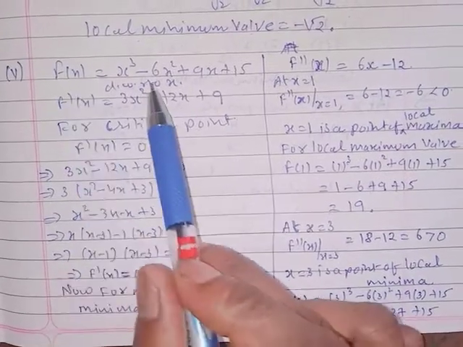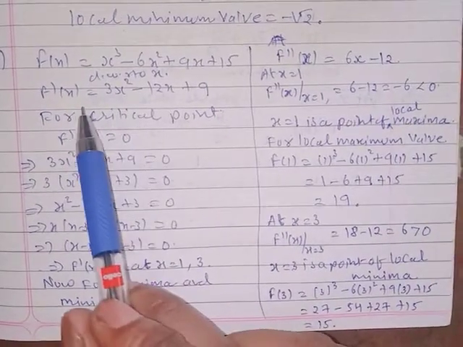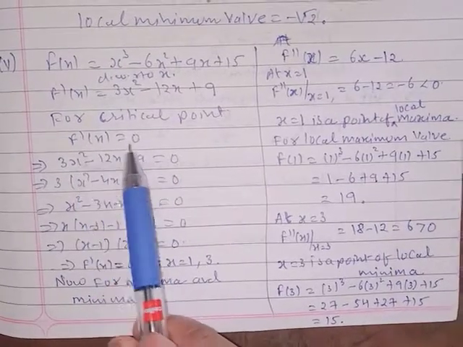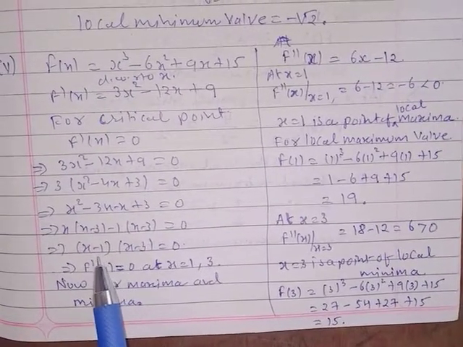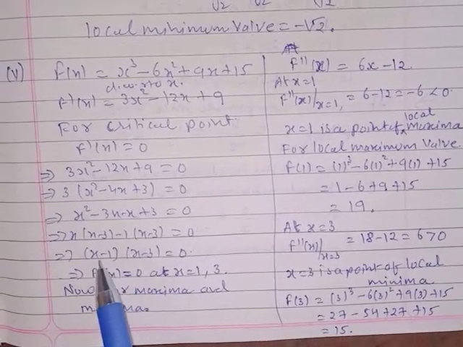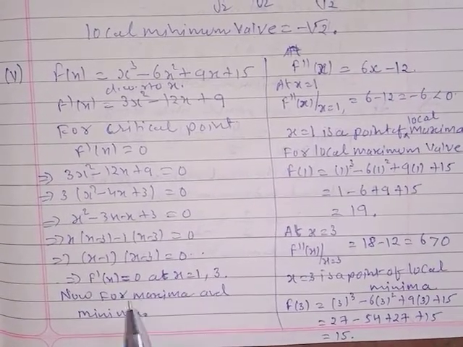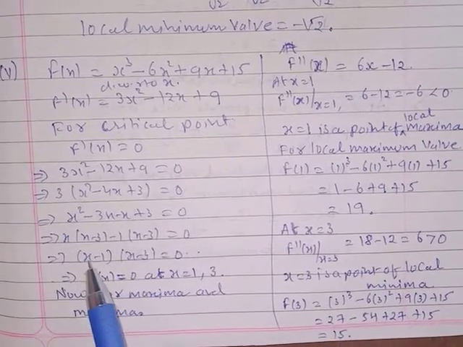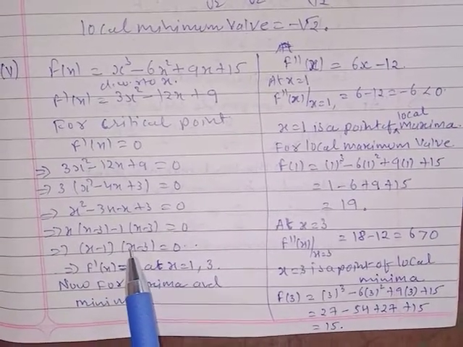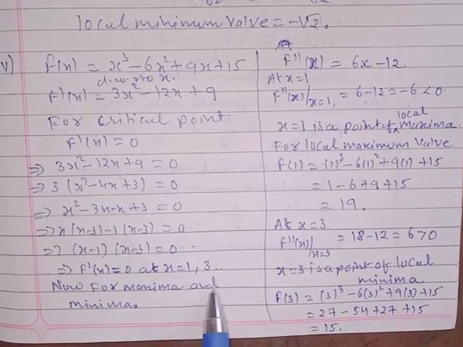Next, f of x is equal to x cube minus 6x square plus 9x plus 15. Derivative with respect to x: f dash of x is equal to 3x square minus 12x plus 9. For a critical point, f dash of x is equal to 0. So x minus 1, x minus 3 is equal to 0. So f dash of x is equal to 0 at x is equal to 1 and x is equal to 3, which are the points for maxima and minima.